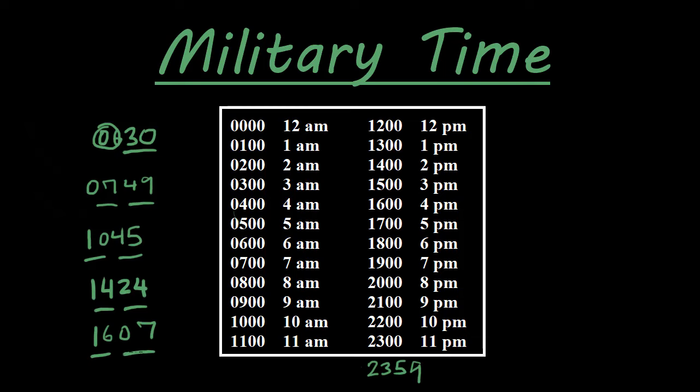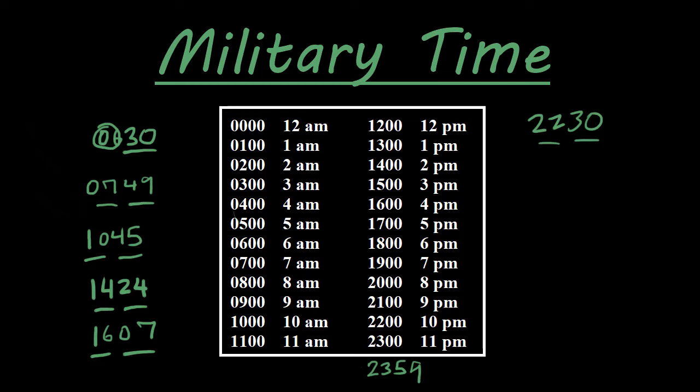And this would be 1607. And then let's say we have, I'll go on this side. This would be 2230. So if we had 22 right here, it would just be 2200 for 10 p.m. So here is 10:30 p.m., 2230. That's how you say that.